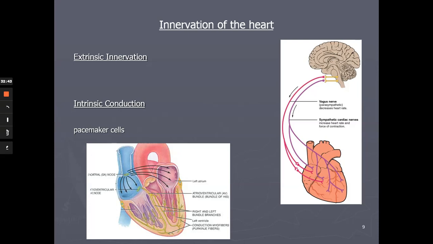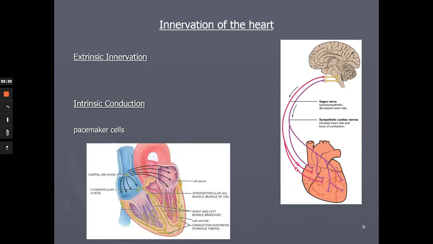What does that mean for our heart? Does that mean our heart stops, can't beat anymore? No. Our heart doesn't even need this autonomic nerve stimulation in order to beat. Our heart is pretty incredible. Our heart has a way where it will beat on its own, and we call that intrinsic conduction. So the heart has its own system that establishes the heartbeat. This does mean if the heart did not have any nerves connected to it, it would still beat.